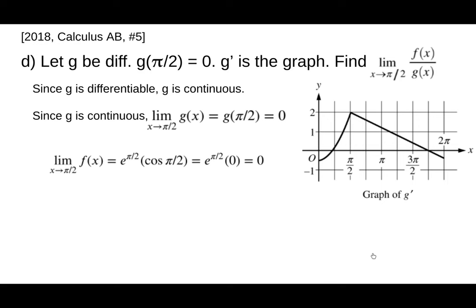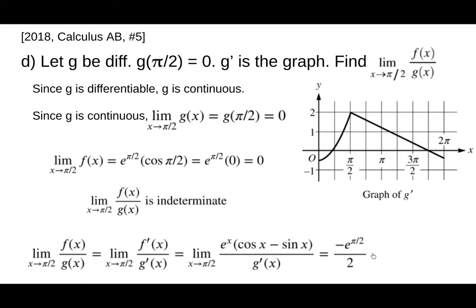If I find the limit as x approaches pi halves of f of x, that would be e to the pi halves times cosine pi halves, which is equal to e to the pi halves times 0, so that is also 0. Which means that the limit we are looking for is indeterminate. Since it's indeterminate, we are expected to use L'Hopital's rule to calculate its value. So the limit as x approaches pi halves of f of x over g of x is equal to the limit as x approaches pi halves of f prime of x over g prime of x, which would be e to the x times cosine x minus sine x all over g prime of x.